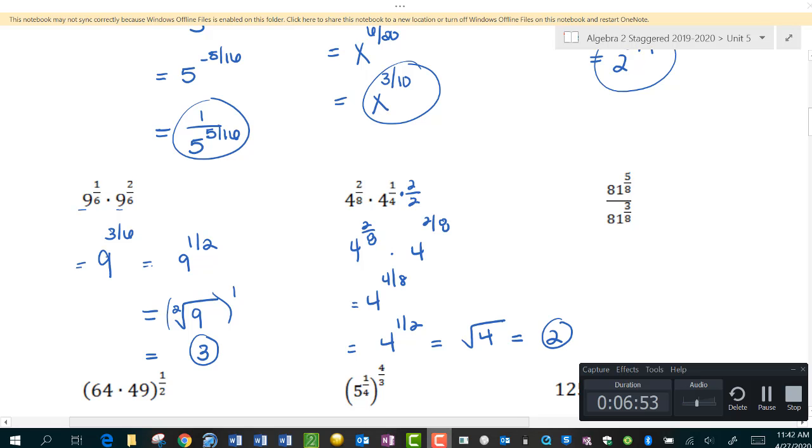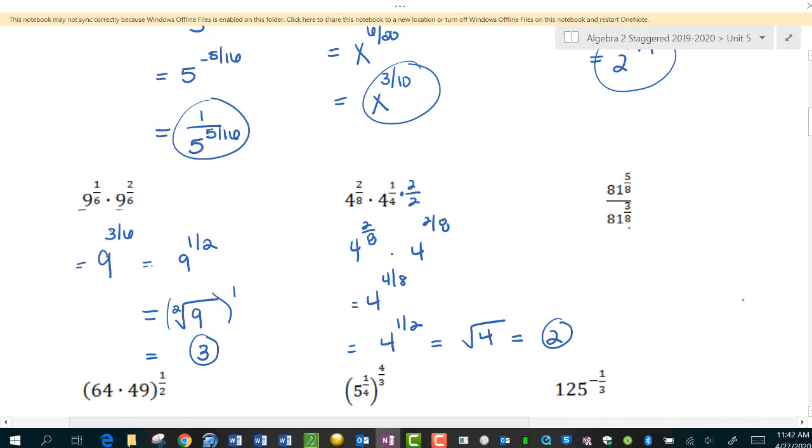Okay, so my next one here is division. So I have 81 to the power of 5/8 divided by 81 to the power of 3/8. Same denominator, which is awesome. So I can go ahead and subtract those exponents. So 81 to the power of 2/8, which is actually 81 to the power of 1/4. Because 2 and 8 are both divisible by 2. 2 goes into 2 once. 2 goes into 8 4 times. And this is equivalent to the 4th root of 81. So what number times itself 4 times gives me 81? And that would be 3.